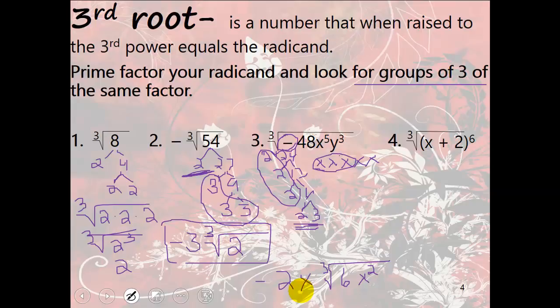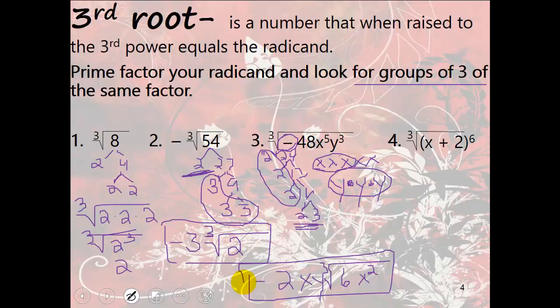And now I'm looking for how many groups of y's. Okay? There's just one group of y's, so it comes out. And there's nothing left underneath the radical. So here's your final answer for number 3. Okay, why don't you try the video question now, and then we'll come back and we'll do number 4 together.